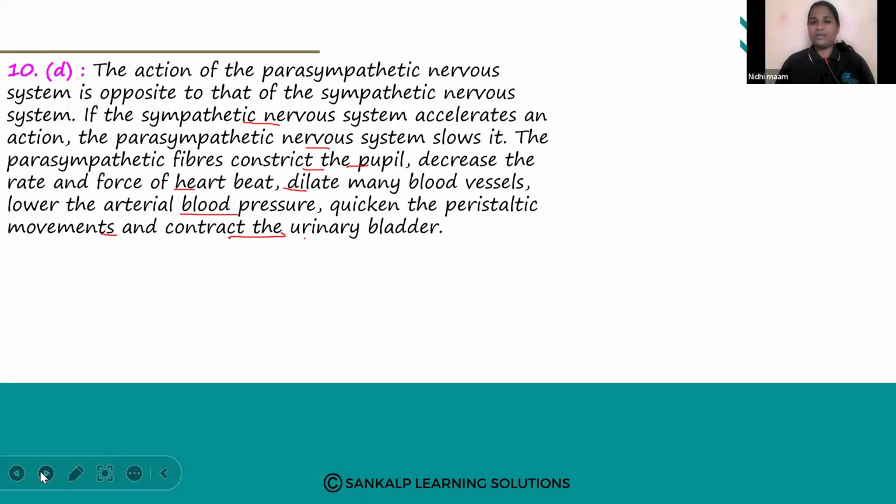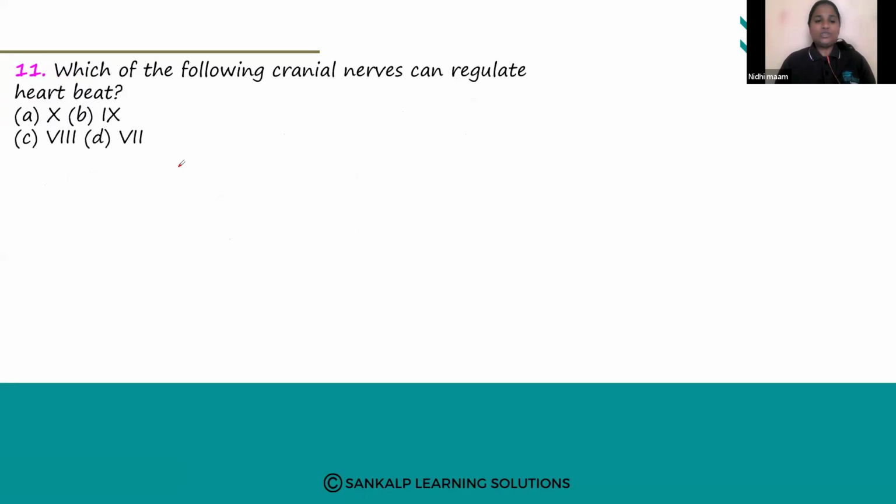So like this, you can remember the function of both nervous systems. Next, which of the following cranial nerves can regulate heartbeat? We have 12 pairs of cranial nerves, right? Among these, we have seen the longest one, the largest one, as well as the shortest one. So you will know which nerve conducts the heartbeat. Just now we discussed that nerve. So what is the number of that nerve?